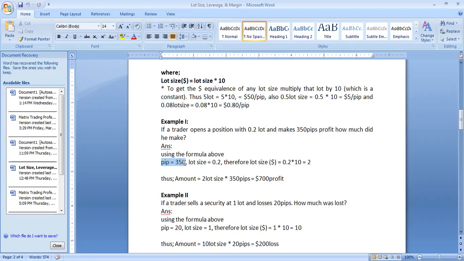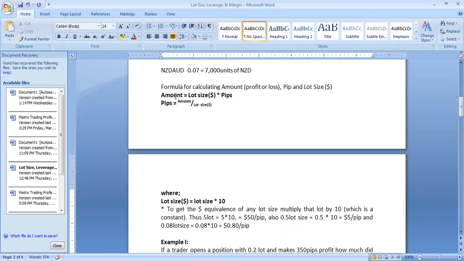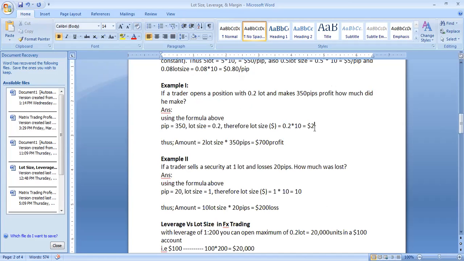Of course, we know the pip now, we know the lot size. So the first thing we do, we have to convert the lot size to dollar. Multiply by 10, it means $2. So what's the formula up there? To get the amount, we just do lot size in dollar times pip. We've already gotten the lot size in dollar, which is $2. Just $2 times this one. This is $700 profit.